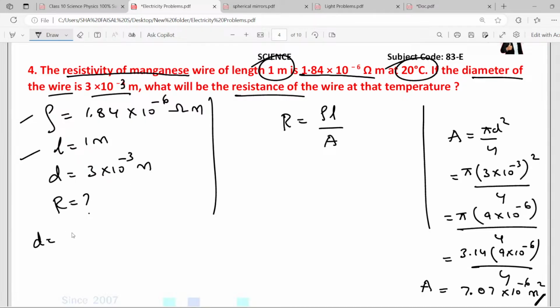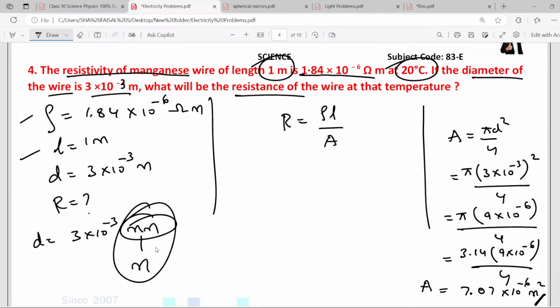Sometimes the diameter they will give as 3 into 10 power minus 3 millimeter, mm. Sometimes they'll give in mm. If they give in mm, you have to convert this into meter. Remember, if they give in millimeter, you have to convert that into meter first. Remember this one small conversion.